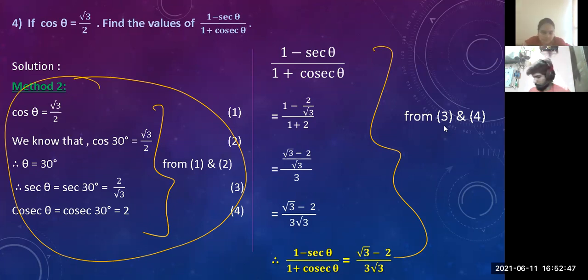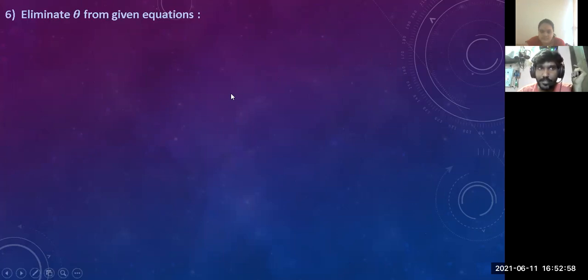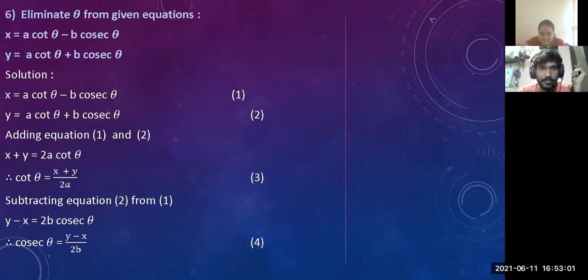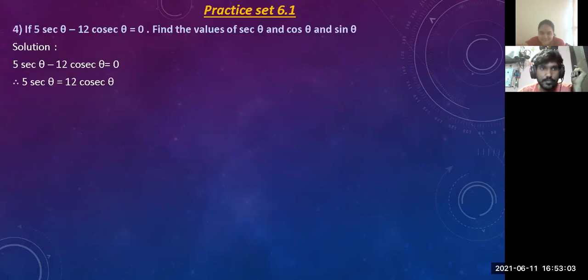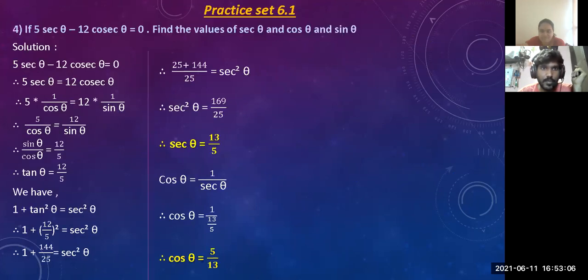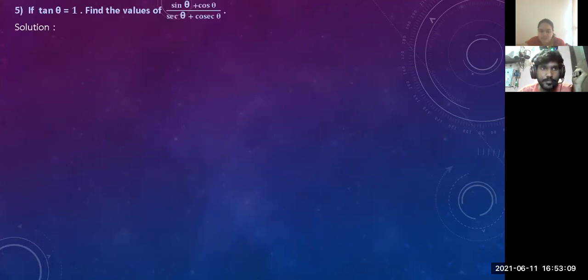Yes, done. Okay, so now we'll do the sum exercise, the same type of sum from the exercise. Fifth one. If tan theta is equal to 1, then find the value of sine theta plus cos theta upon sec theta plus cosec theta.